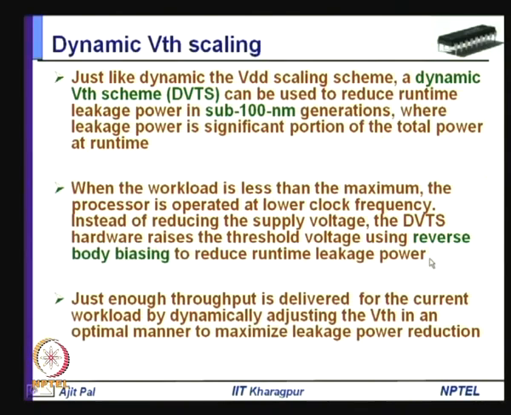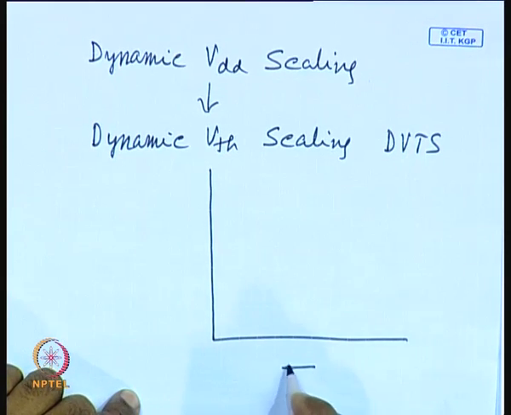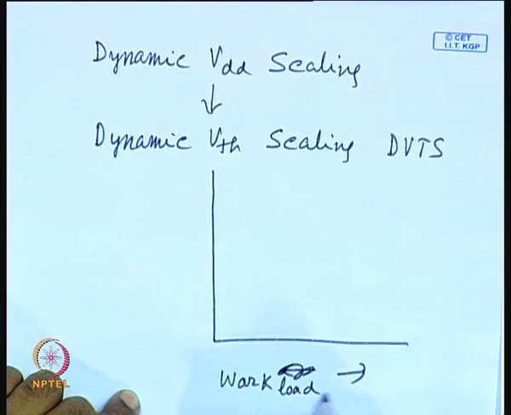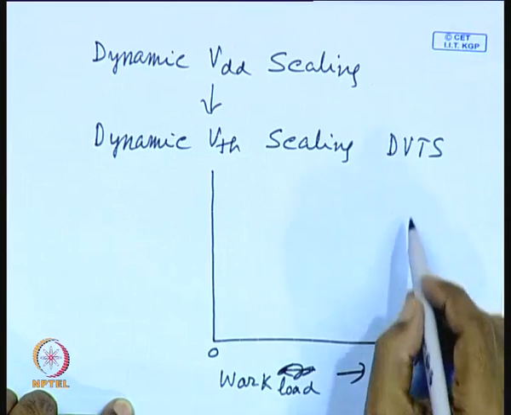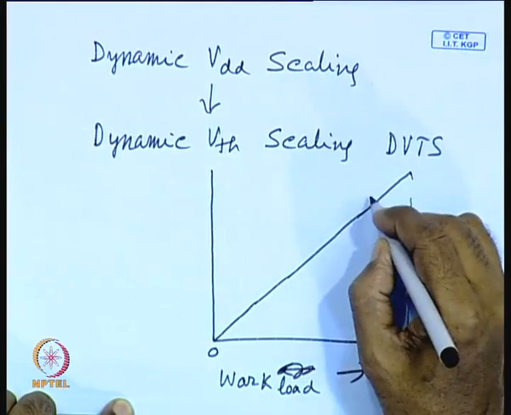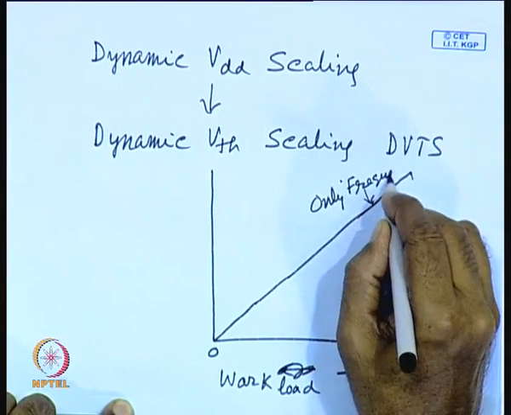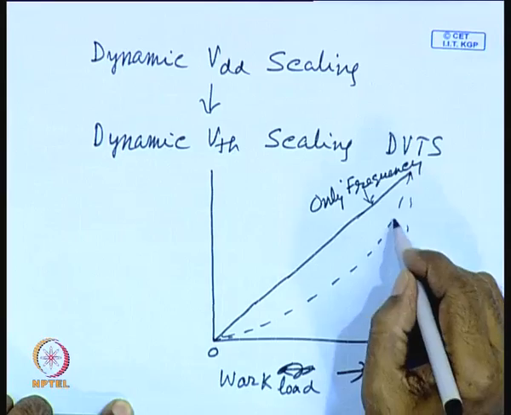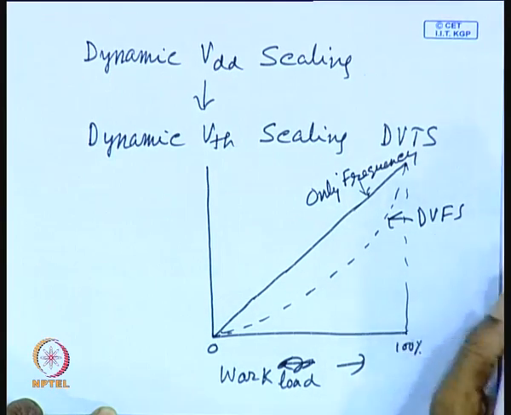Earlier, what you have seen, if we plot, let us assume this is the workload. Let us assume here it is 0, here it is 100%. Earlier we have seen, as the workload is reduced, if only frequency is scaled, the power dissipation can be reduced in this way. So, here by controlling the frequency only, frequency scaling, you were able to reduce the dynamic power by changing the supply voltage as well as frequency. So, this was your DVFS, dynamic voltage and frequency scaling.